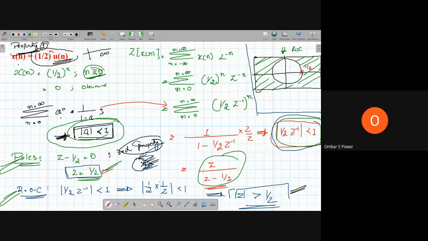So first we have to plot the pole and the circle, because it goes according to property number 3. According to property number 3, if your sequence is infinite and right sided, then your ROC lies outside the outermost pole. So we have got that condition mod z is greater than half using this one, and we have got our ROC. Similarly, we will solve some other problems here.